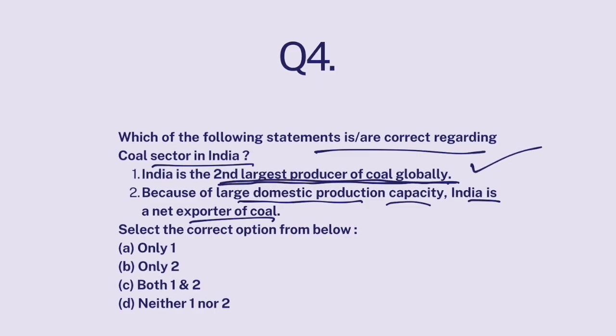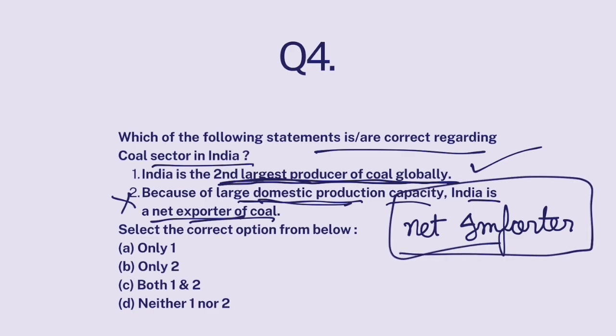Now, people might think that because India is such a big producer of coal, India never needs to import coal, and maybe India is a net exporter of coal. But that is false. In fact, India is a net importer of coal. Our coal requirement is so huge that our own domestic production cannot keep up with it. The demand for coal in India is so high that production levels cannot match it, and that is why India is a net importer of coal. So only one is correct.